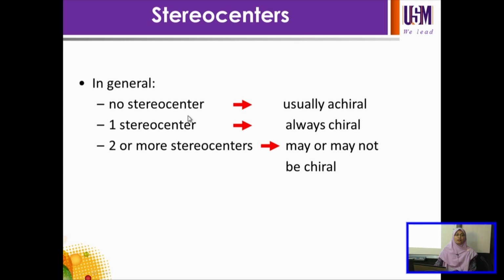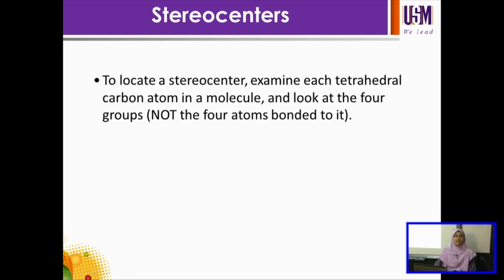In general, when you have no stereocenter, usually the molecule is achiral. When you have one stereocenter, it is always chiral. When you have 2 or more stereocenters, it may or may not be chiral. To locate a stereocenter, you have to examine each tetrahedral carbon atom in a molecule and look at the 4 groups, not the 4 atoms bonded to it.